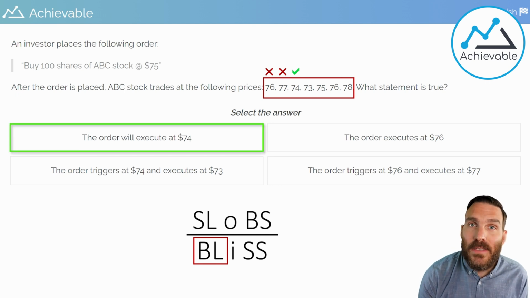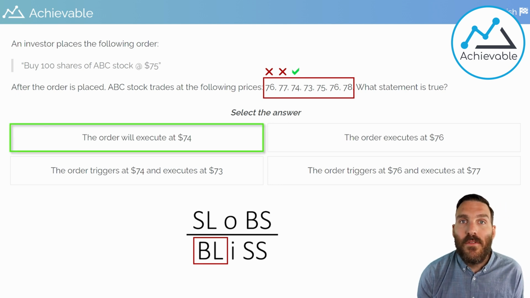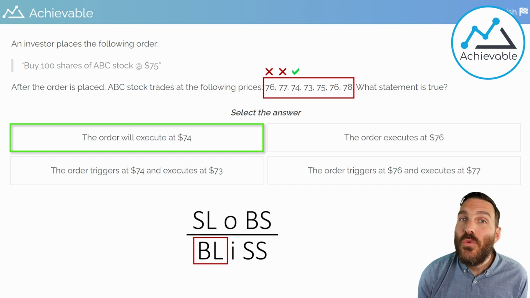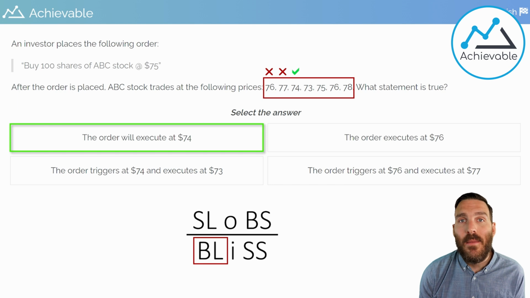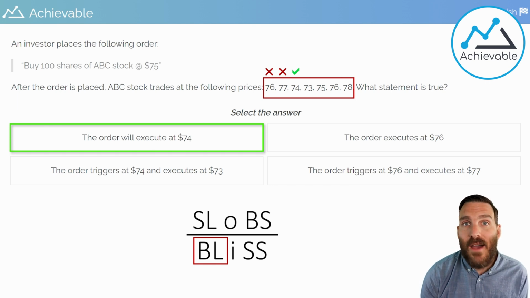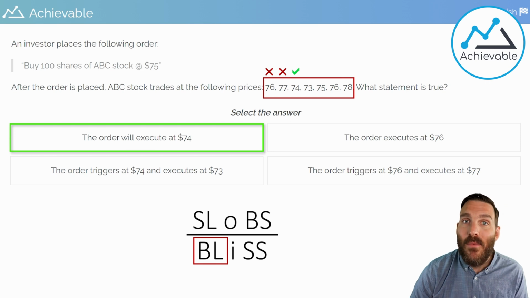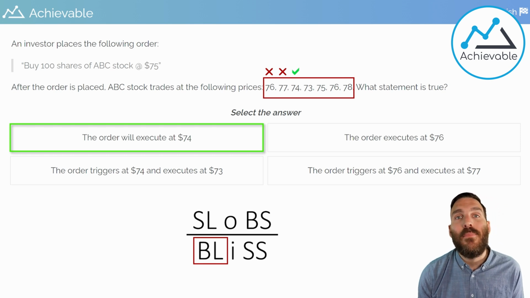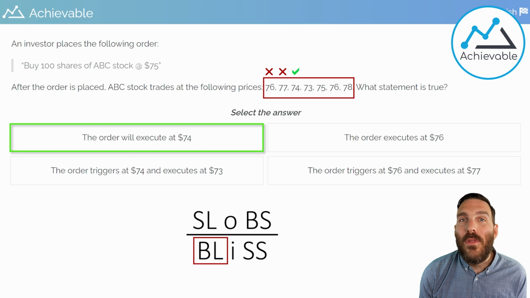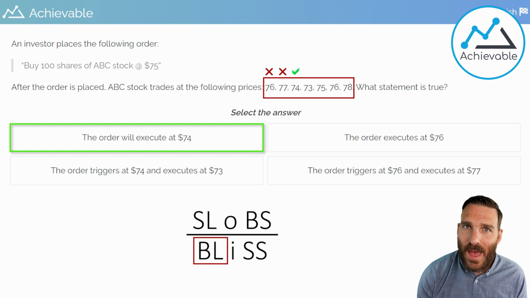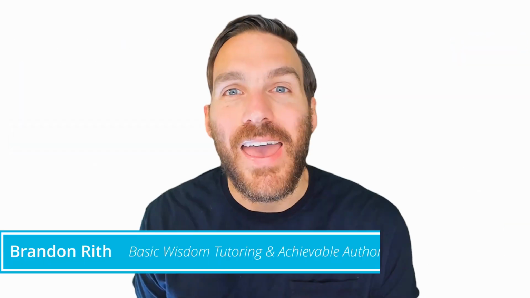Now, a couple other things to point out. Some of the answers refer to a trigger. Limit orders do not have a trigger. You want to keep it as simple as possible with a limit order. Here we were just looking for 75 or below. The first price that we came across, which was 74, happened to be within that threshold, and that is the price at which the order is executed. Only stop orders have triggers. Limit orders just simply go through as soon as the price threshold that we establish is met, and with this question, it was 74.